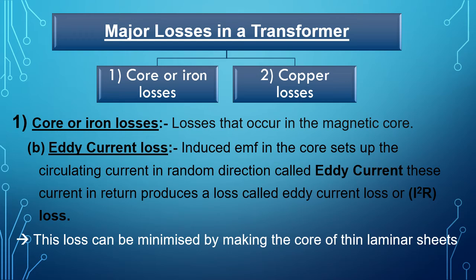The second type of core iron losses are the eddy current losses. Induced EMF in the core sets up circulating current in random direction called eddy current. This current in turn produces a loss called eddy current loss or I square R loss. Here take a note that this loss can be minimized by making the core of thin laminated sheets.